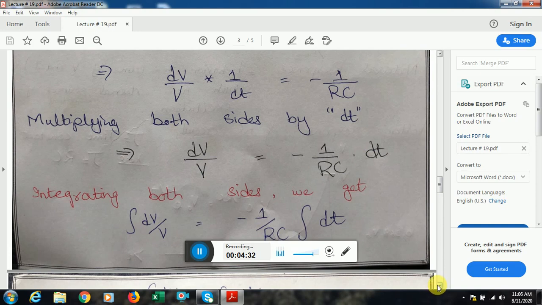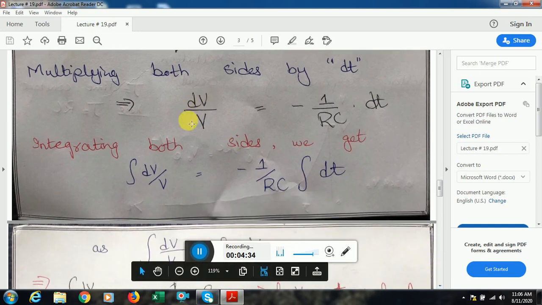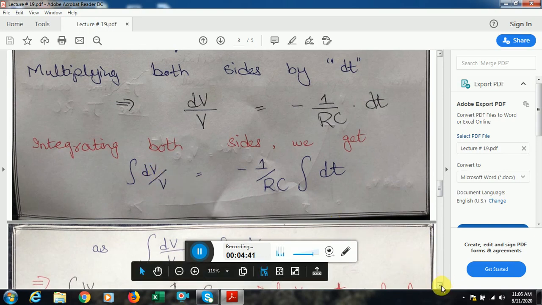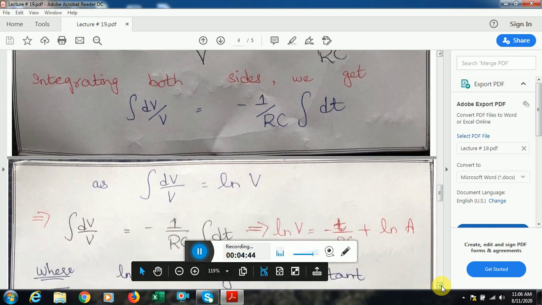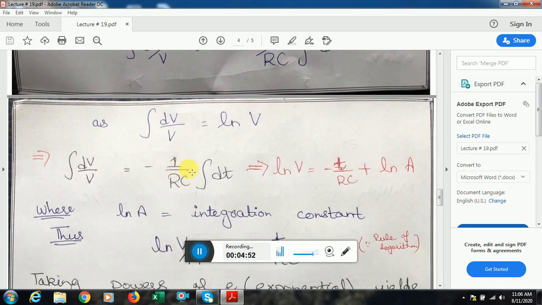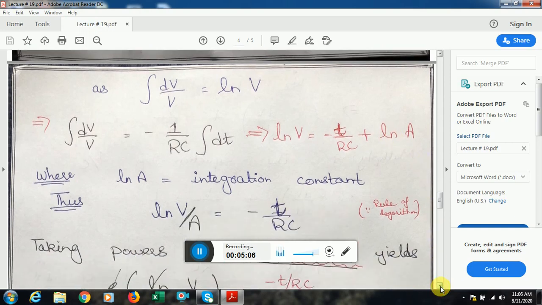Now we integrate both sides of this equation. As you know, by the rule of integration, when the derivative of a function is in the numerator and the function is in the denominator, it equals the natural log of that function. So what we get is the integral of dV by V, and as 1 over RC is a constant, the integral won't apply over it. So this term equals natural log of V, and this is minus 1 over RC, and the integral of dt is t, plus a constant of integration, natural log of A, which is the integration constant.